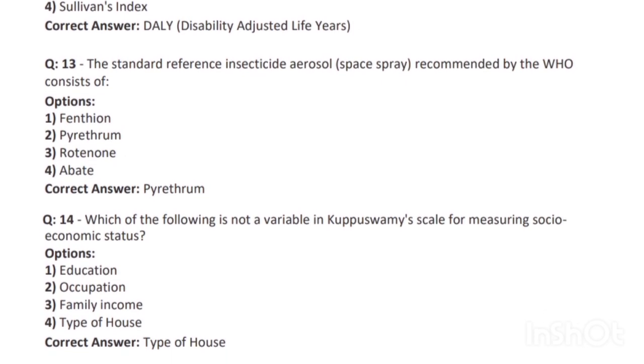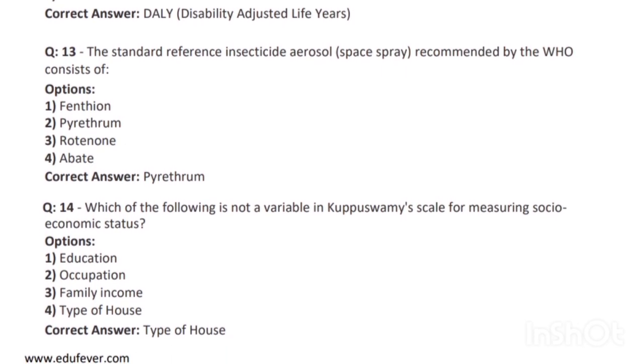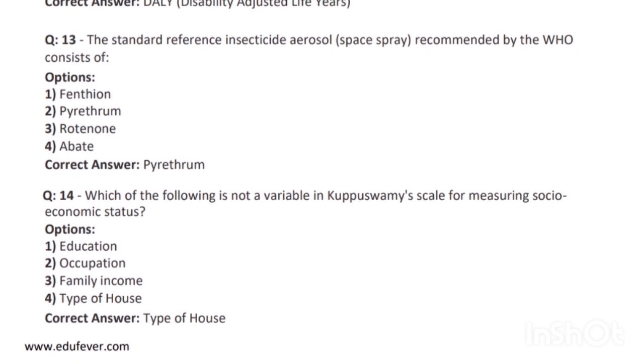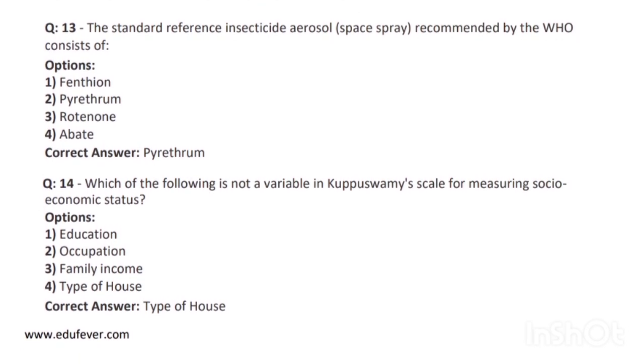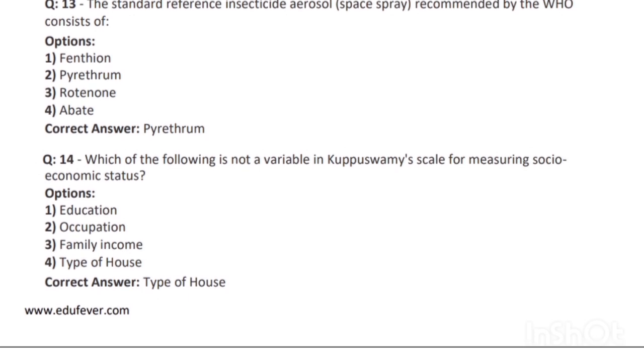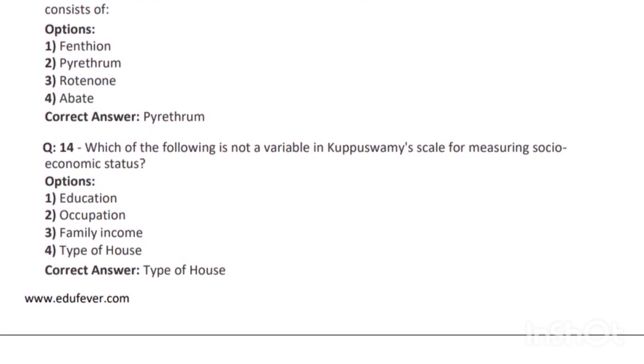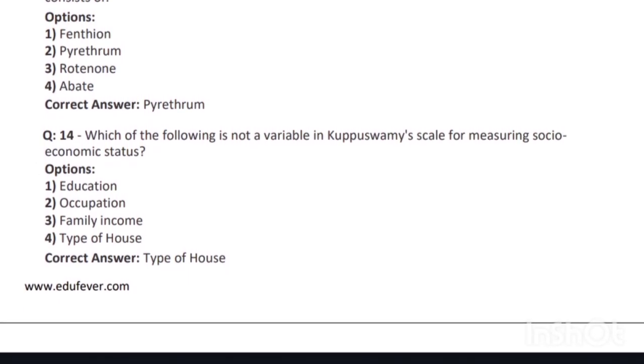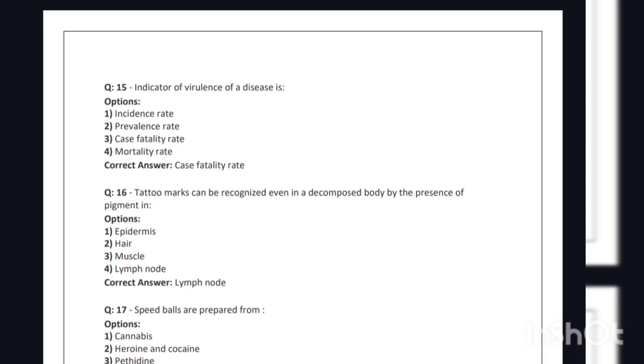Question number 14. Which of the following is not a variable in Kuppuswamy's scale for measuring socio-economic status? Options: education, occupation, family income, type of house. Correct answer is type of house.